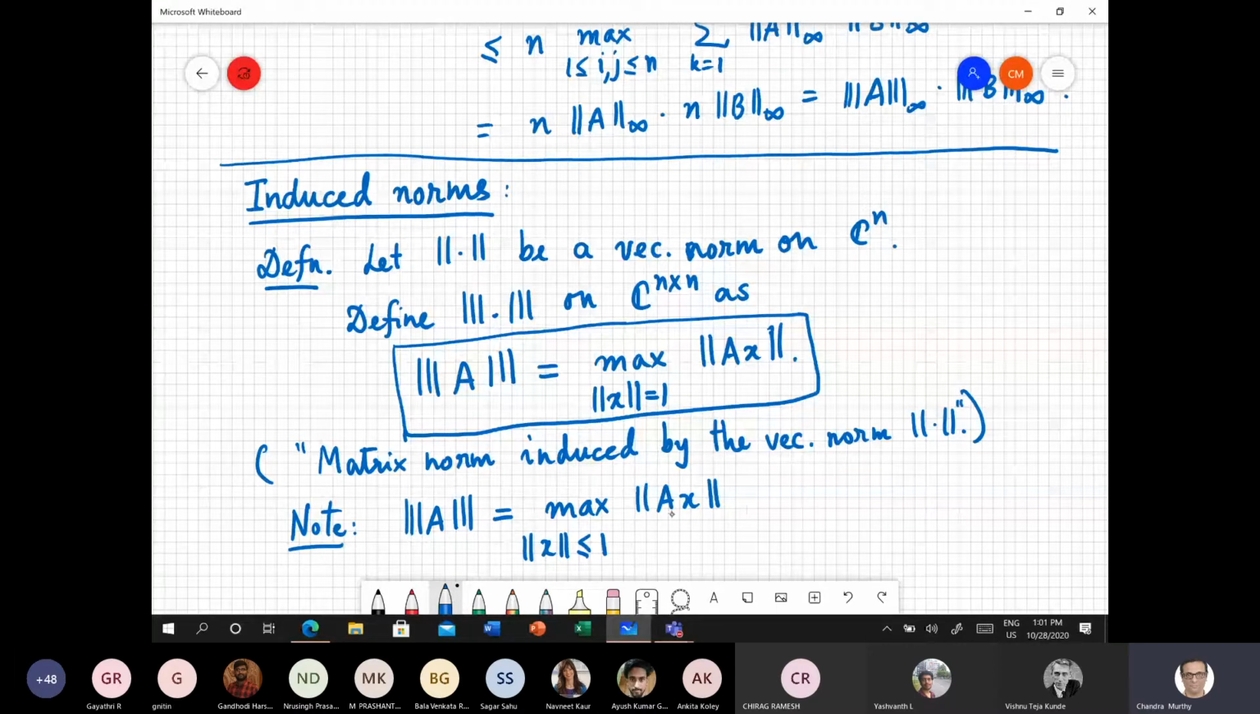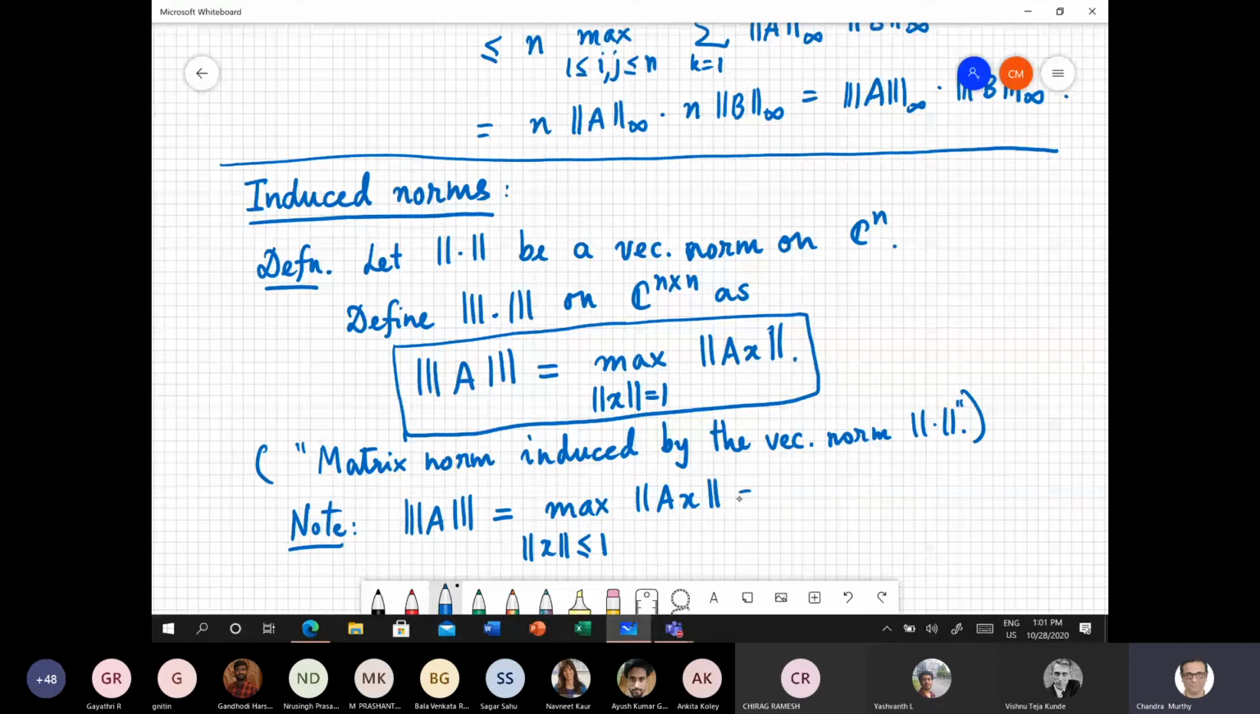But then when I scale that x by some factor greater than 1, the norm of Ax will also scale by a factor greater than 1. And that will only increase its value. So basically what that means is that the solution to this optimization problem will always occur at an x such that norm of x equals 1. So there is no loss or harm if I include a whole bunch of other points which are inside the unit circle according to this norm, because those points will never be the solution to this problem.